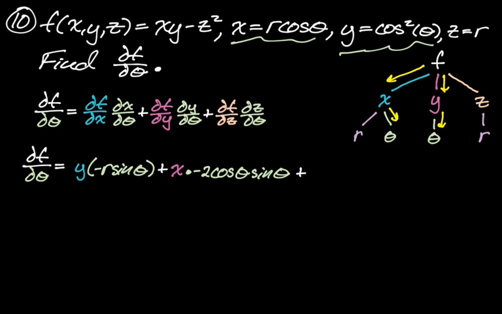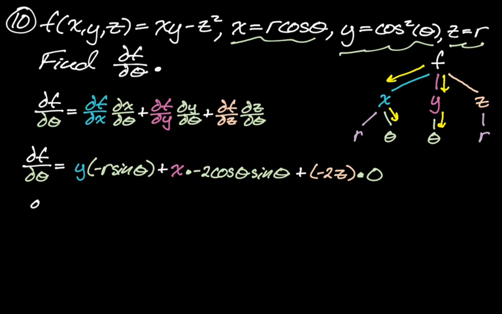And then if we were to go on, we would need partial f, partial z, which is negative 2z, times partial z, partial theta, but that's just 0 because there's no theta in z. When you take the derivative with respect to theta, it's like you're just taking the derivative of a constant, so times 0. All right, so then we want this whole thing in terms of r and theta. R and theta are the independent variables.